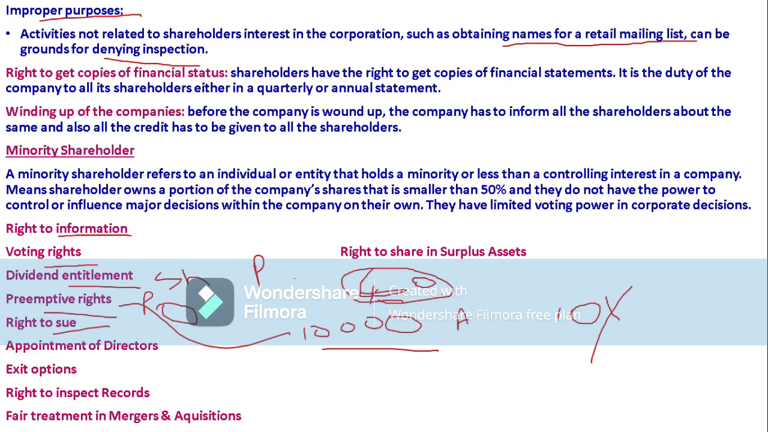And coming to exit options. Exit options means the right to sell or transfer shares at a fair market value. Exit means we are leaving the company. Leaving the company happens when we sell our shares or transfer our shares. While selling or transferring our shares, we should do so at a fair market value only. The ability to exit the investment without facing any unfair restrictions should be ensured. If there are any unfair restrictions, the shareholder can go to court. So the shareholder has the right to exit, that too at a fair market value.